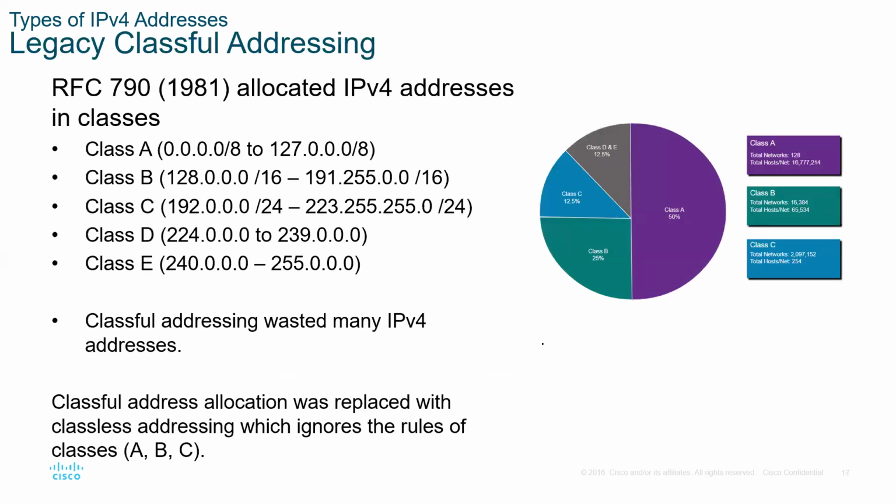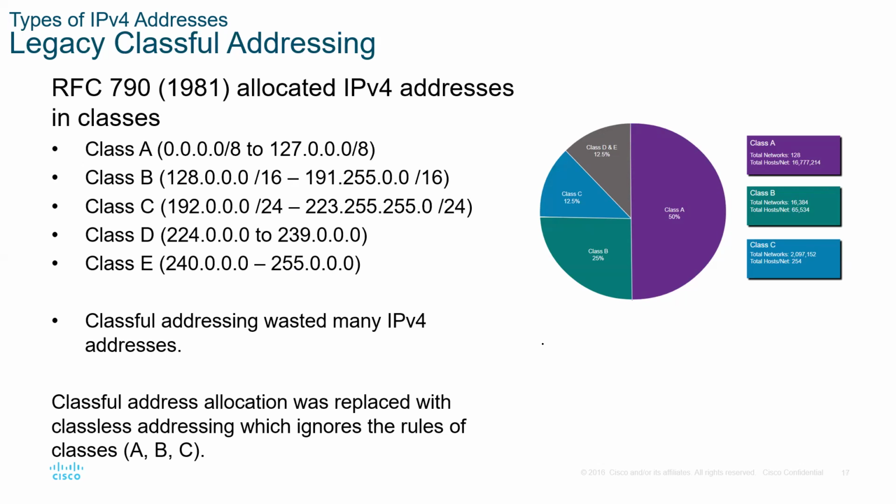Legacy classful addressing. Addresses have classes: class A, B, C, D, E. Classiful addressing wasted many IPv4 addresses. Classful address allocation was replaced with classless addressing, which ignores the rules of class A, B, C.